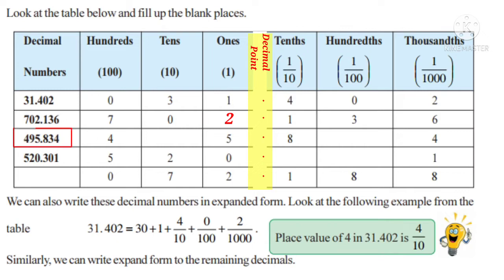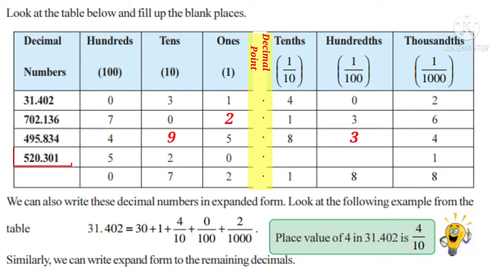Now the third decimal number, 495.834. Put a point at the decimal point column, put 5 in ones place, put 9 in tens place, put 4 in hundreds place. Now on the right side of the decimal point, put 8 at the tenths place, put 3 at the hundredths place, put 4 at thousandths place.